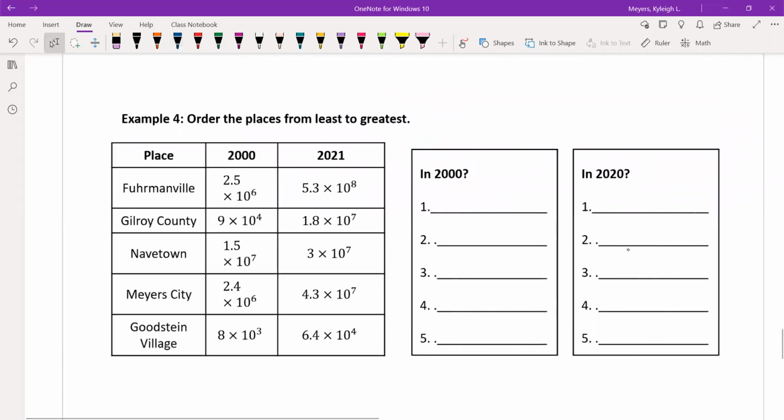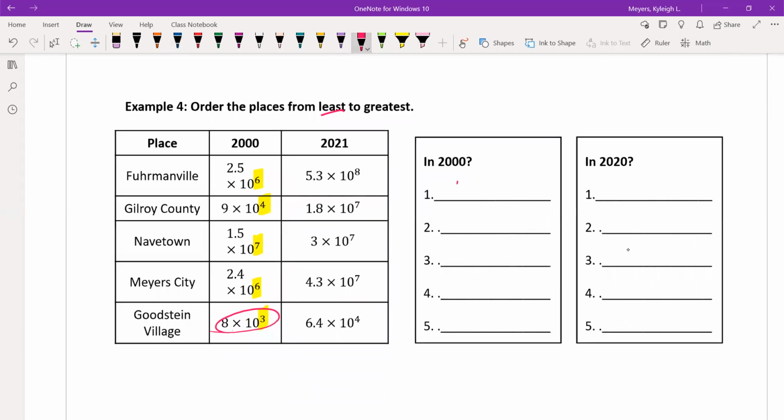Last example, we have to put these in order. We want to look at our exponents, right? The bigger the exponent, the bigger the number. So since it's least to greatest, we'd want the really small numbers here. So the smallest exponent is Goodstein. I'm just going to write Goodstein.